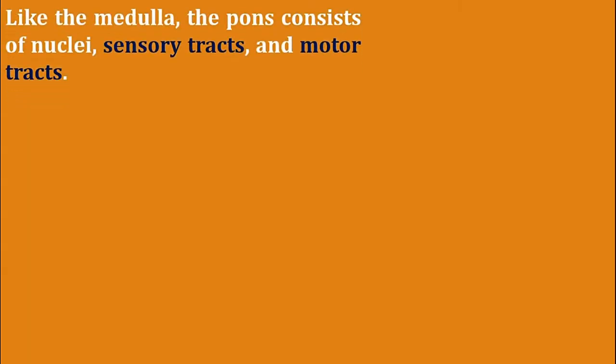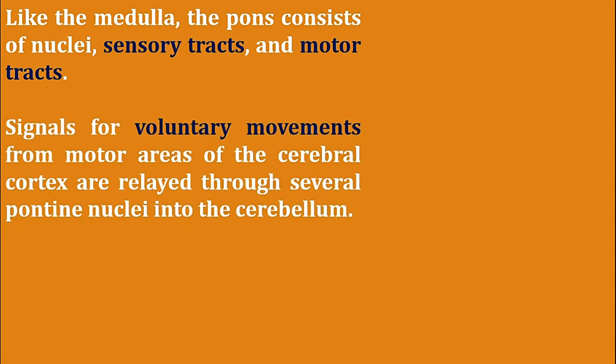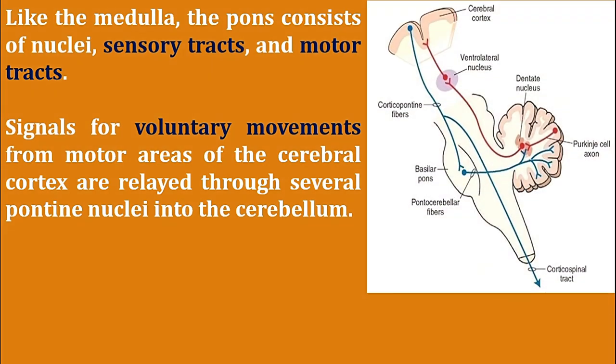Moving on, like the medulla, the pons also consists of nuclei, sensory tracts, and motor tracts. Signals for voluntary movements from motor areas of the cerebral cortex are relayed through several pontine nuclei into the cerebellum. As we discussed above about corticopontine tract, here in the image you can see the neurons extending from cerebrum to pons. From pons, these neurons are going to cerebellum. It means pons is connecting cerebrum to cerebellum.